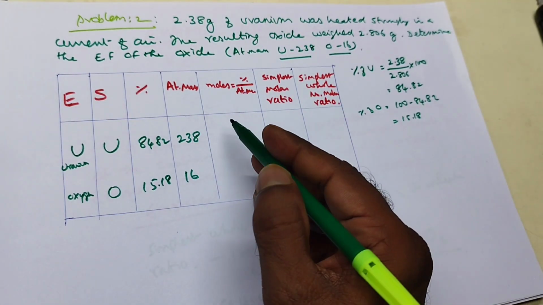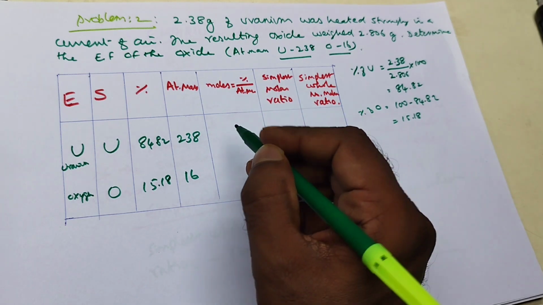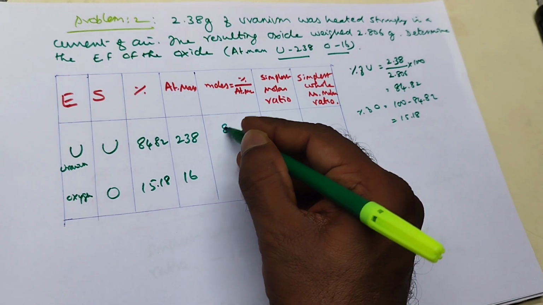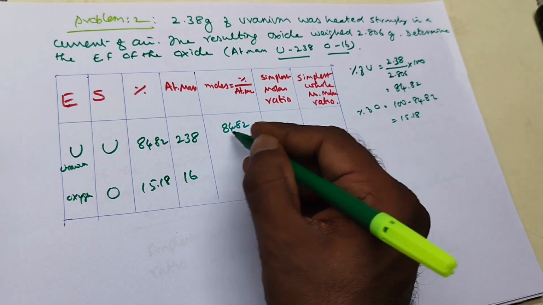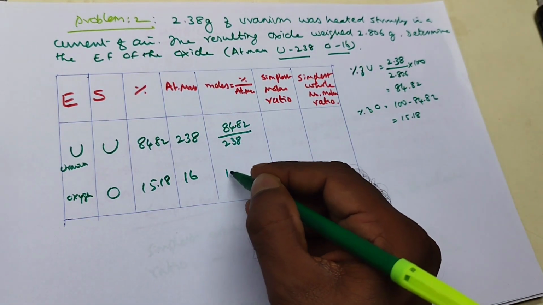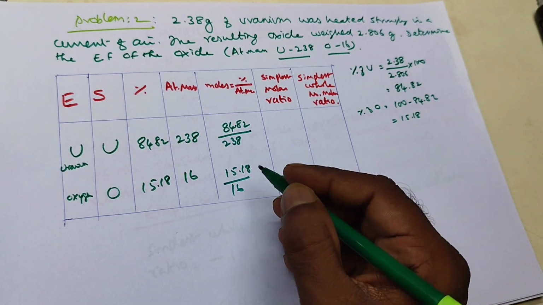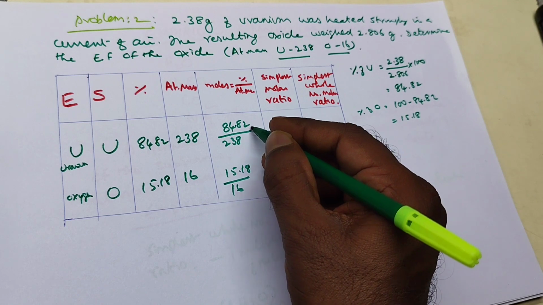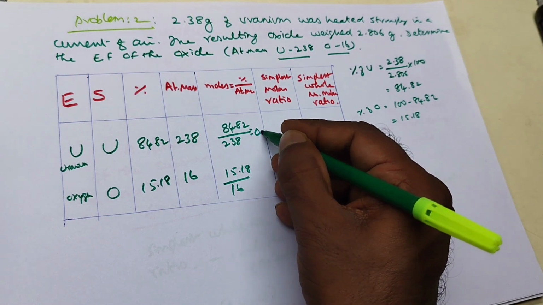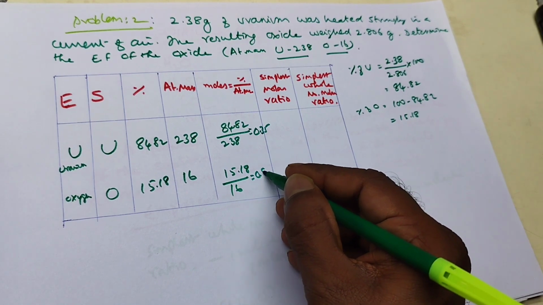So you have to find the number of moles. Number of moles is percentage divided by atomic mass. Percentage is 84.82 divided by 238. Similarly for oxygen, 15.18 divided by 16. If we simplify this, we get 0.35 for uranium, and here we get 0.94 for oxygen.